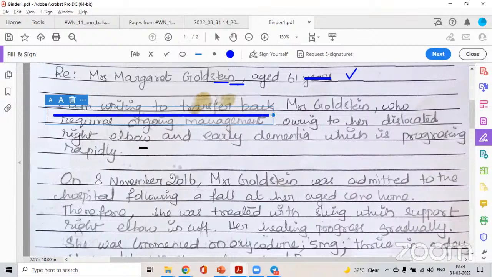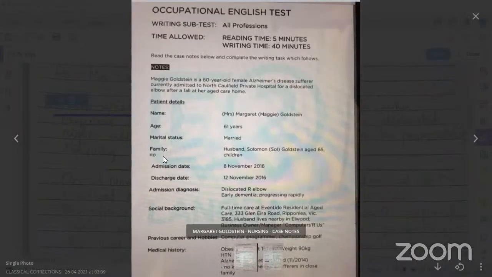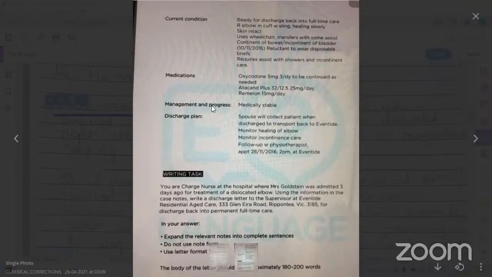Okay, dislocated right elbow. Diagnosis. So, Mrs. Margaret Goldstein. Okay, full time. Previous career. Medications, current condition. Ready for discharge. Back into full time care. Right elbow in cuff.